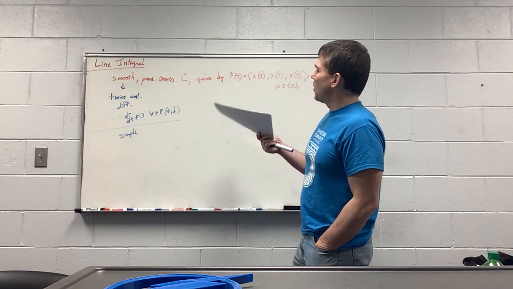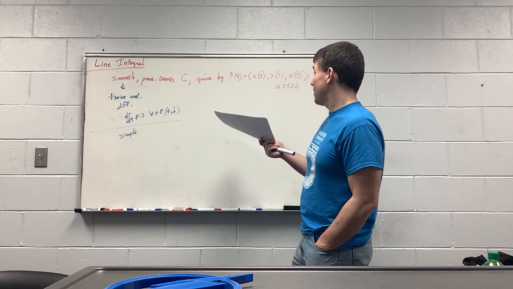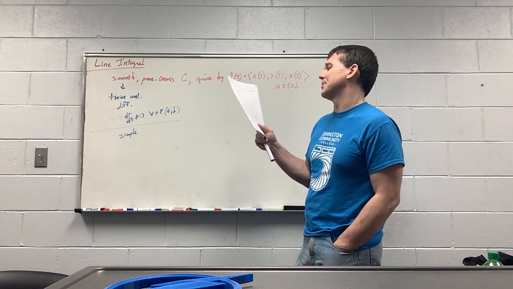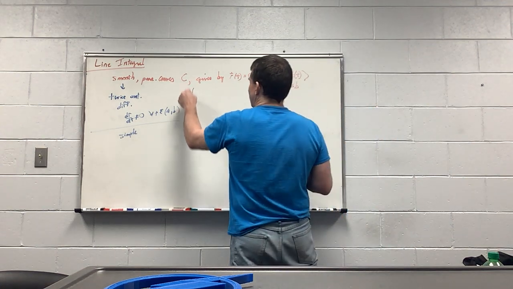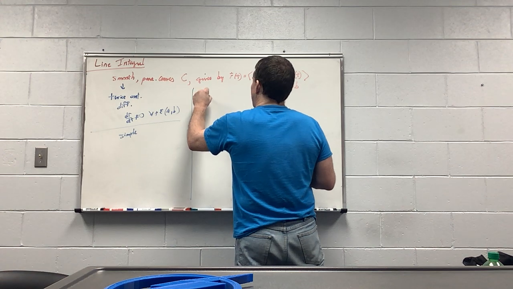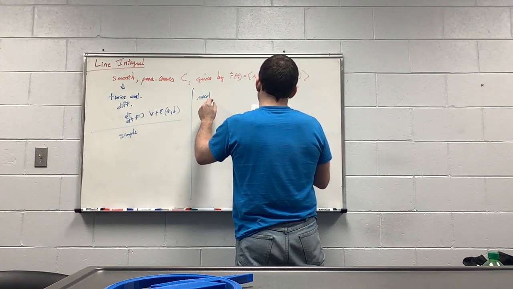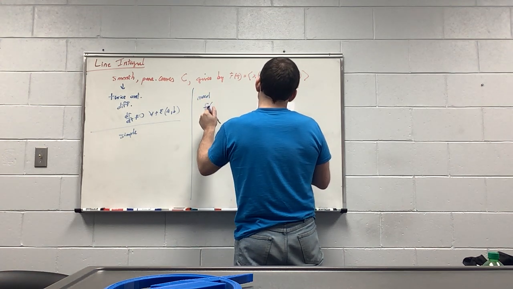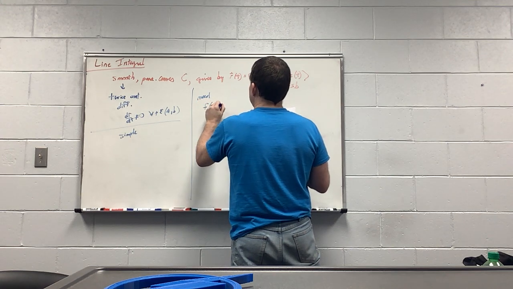So now I want to have a smooth, simple, parametrized curve C given by R of t, and I'm also going to need some function f of, well, we'll say x, y, z.